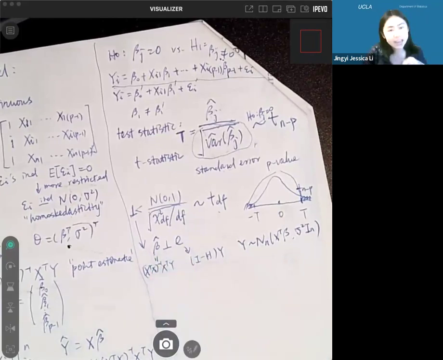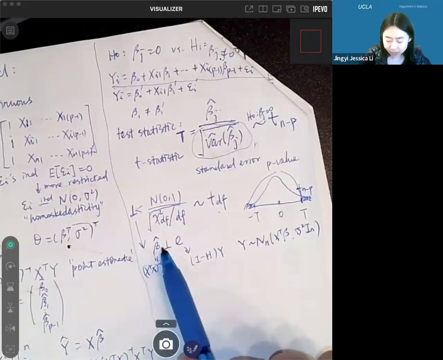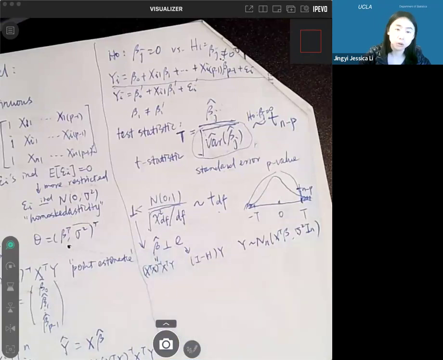So to check the independence between two multivariate normal random vectors, we just need to check their covariance being 0. This is something special for normal. For normal, independence is equivalent to 0 covariance. But this is not true in general. In general, covariance being 0 doesn't imply independence. This is something we should be careful about.